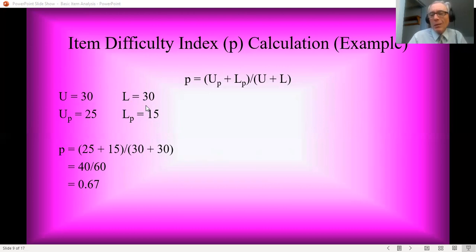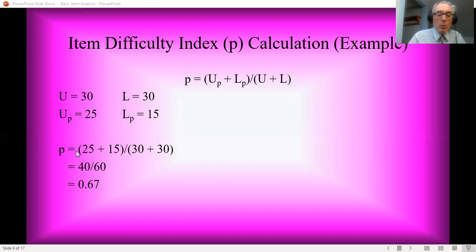Which means we probably had a little over 100 people take the test overall. But again, we don't need to worry about those ones in the mid-range. And suppose that 25 of the 30 in the upper group had it right, and 15 of those in the lower group had it right. So how difficult was the item?